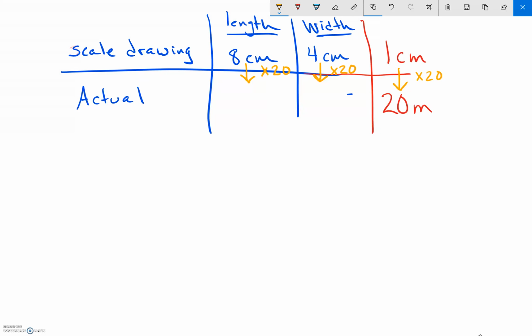4 times 20 is going to give us 80 meters. 8 times 20 is going to give us 160 meters. So this one we don't have to do any work outside of the table. The actual garden has a length of 160 meters and a width of 80 meters.